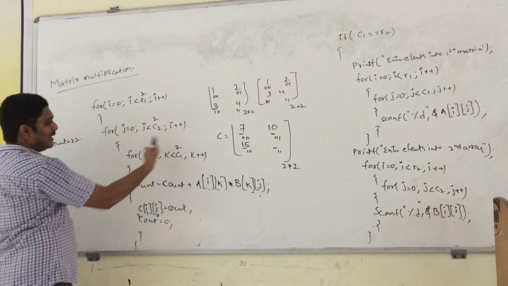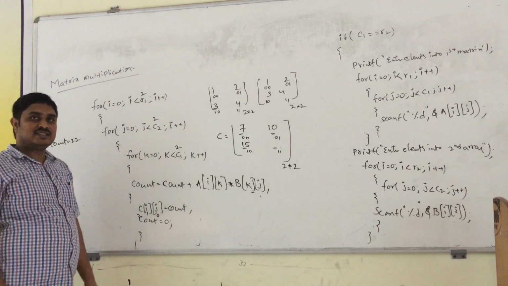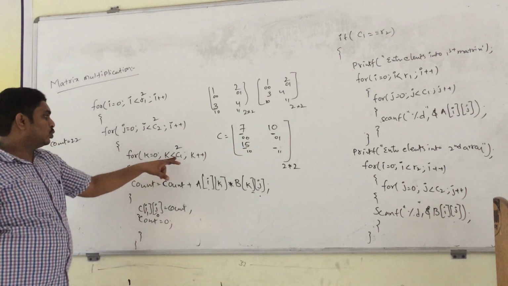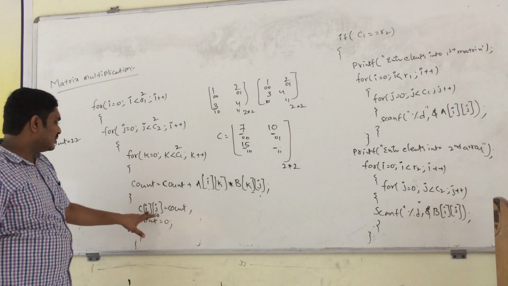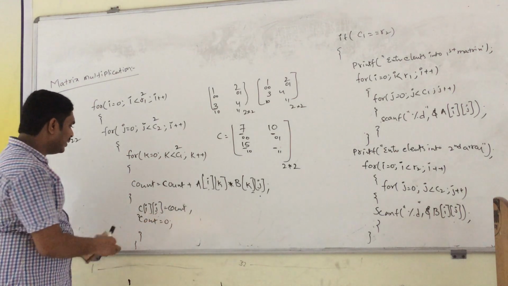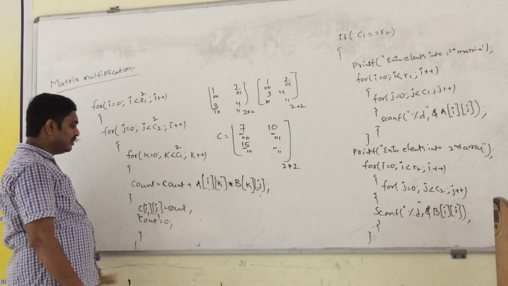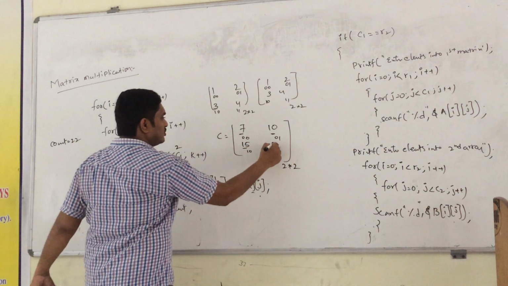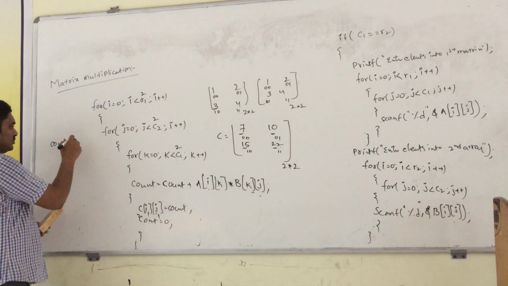It loops and then k value is incremented. Previously k is equal to 1. After the incrementation, the k will become 2. So 2 less than 2, condition false. It terminates the loop. The count is stored in C of i j. i value 1 and j value 1. So in 1 1 position, the element stored is count, that is 22. Then count will become 0.